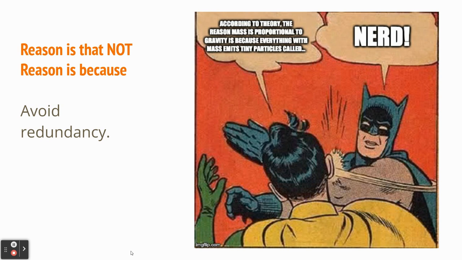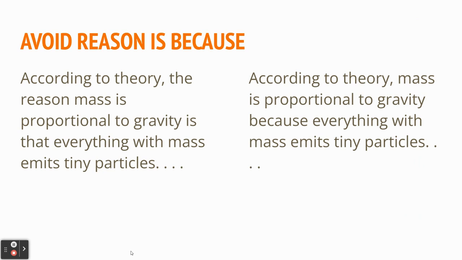First of all, it's a redundancy. If you see the famous meme here about Batman slapping Robin, you'll notice that the reason mass is proportional to gravity is because. That reason and because is a redundancy. According to theory, the reason mass is proportional to gravity is that everything with mass emits tiny particles, or according to theory, mass is proportional to gravity because. One never needs reason and because in the same clause, in the same sentence.